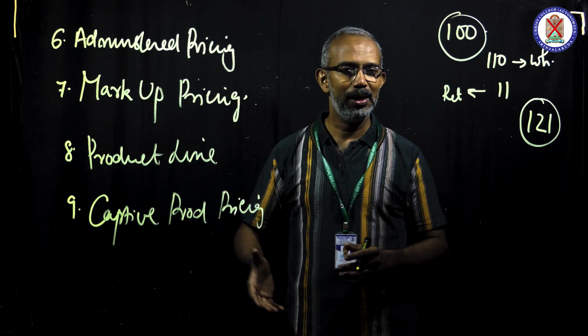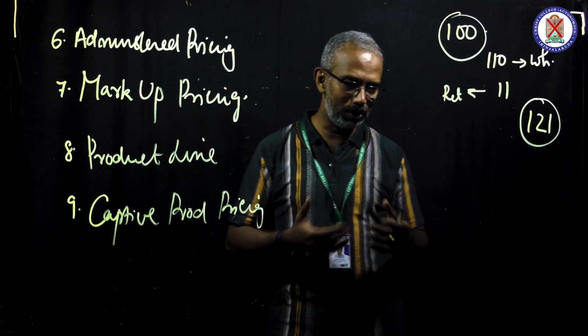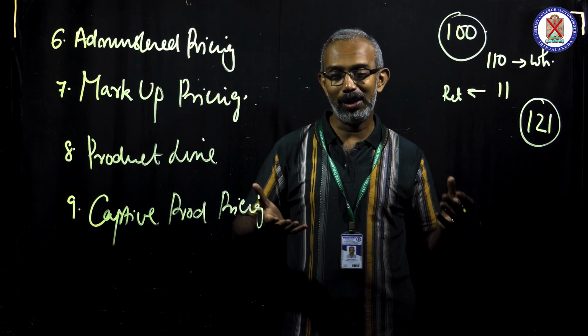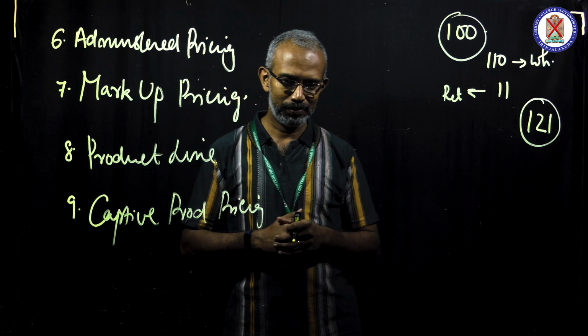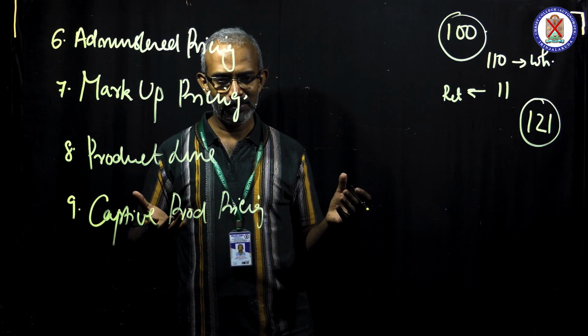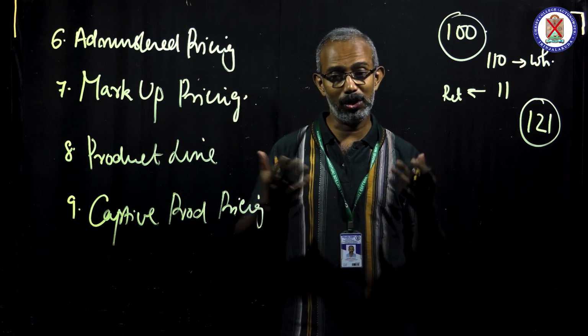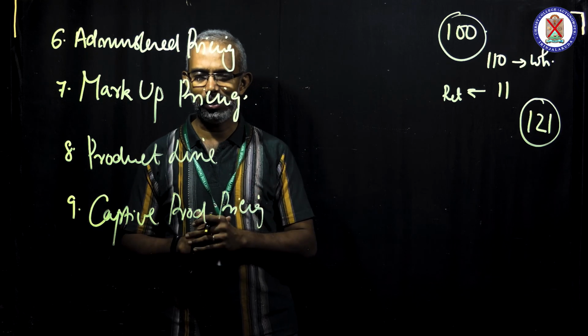This is what is meant by captive product pricing. Your printer might cost you 2,500 rupees. Each toner might cost you 1,250 rupees. You buy toners every 6 months. What happens? It is twice or thrice the cost of your printer. This is what is meant by captive product pricing.